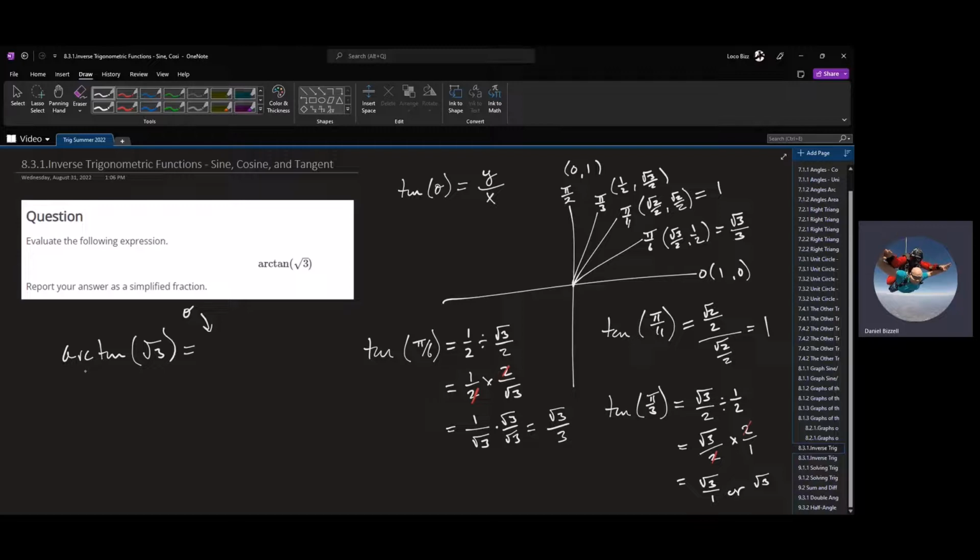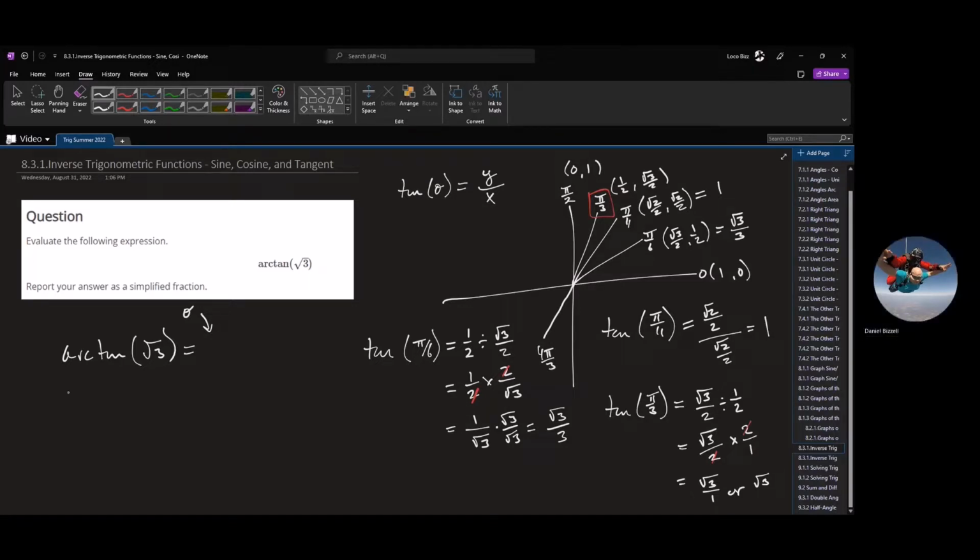This is basically asking us to find when the tangent of theta is equal to square root of 3. So we want to know what theta that occurs at. It turns out it's pi over 3. Now, technically, since tangent is positive in quadrant 3, there is also another solution down here at 4 pi over 3.